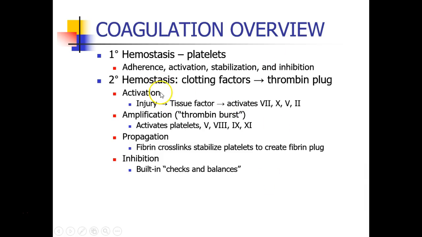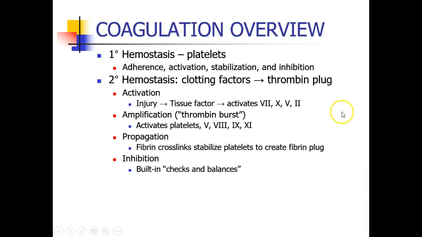Then there's secondary hemostasis, which brings in the clotting factors to create a thrombin plug. The clotting factors are activated. Usually some sort of injury leads to activation of tissue factor, which in turn activates factors 7, 10, 5, and then 2. Together they form a complex which leads to the amplification step, which we call the thrombin burst.